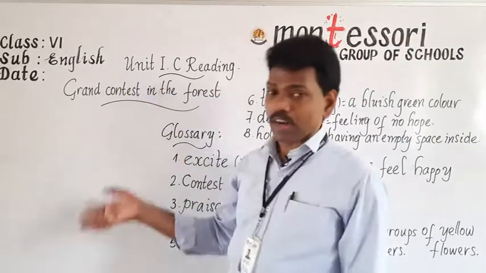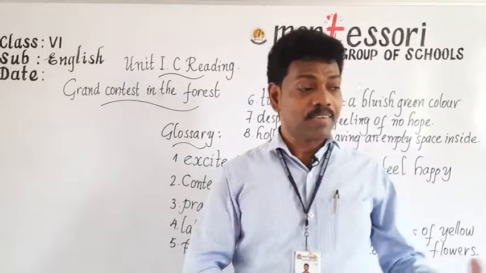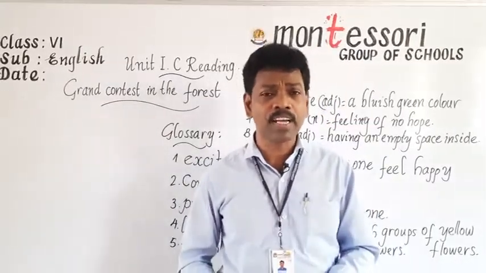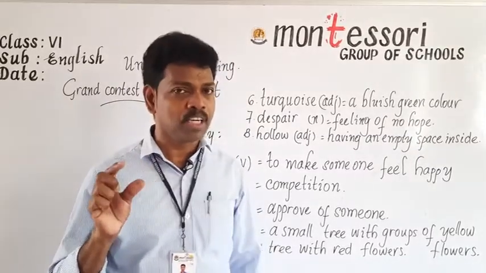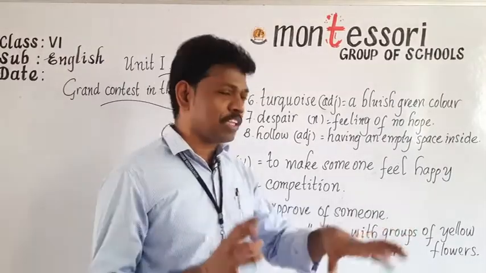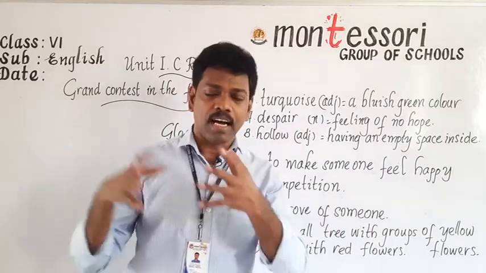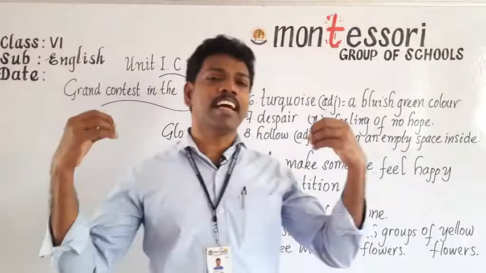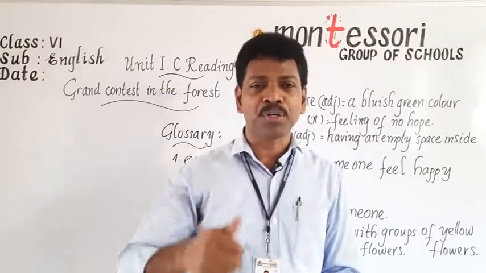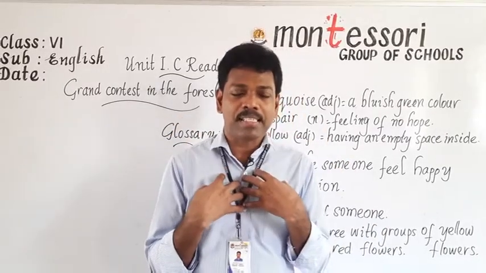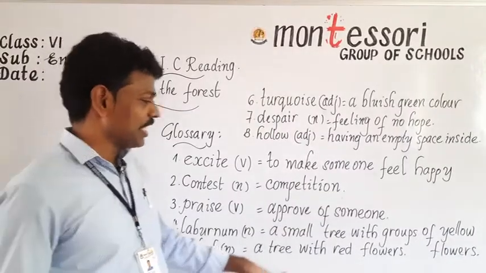Now in the forest, all the trees, all the birds, and all the animals were also excited. They were all doing preparations for this grand contest day. Let us take this laburnum. Laburnum is a tree. The pronunciation is laburnum. Laburnum is a small tree with groups of yellow flowers hanging down. So this laburnum tree told all the other trees, birds and animals, I will be shining like the sun because of my yellow flowers hanging on me. I am going to present myself just shining like a sun.